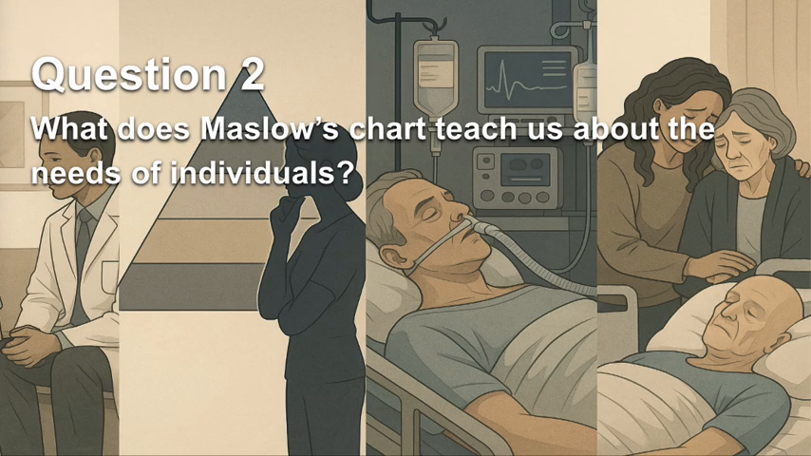Question 2. What does Maslow's chart teach us about the needs of individuals? What basic needs must be met before someone can focus on emotional or spiritual concerns? How does this hierarchy help us to prioritize care in a surgical setting?